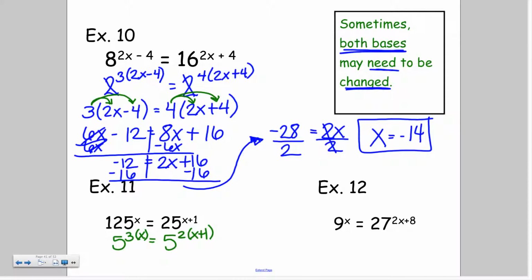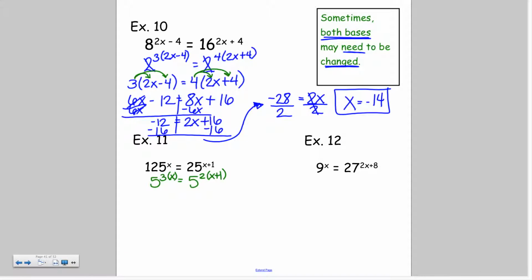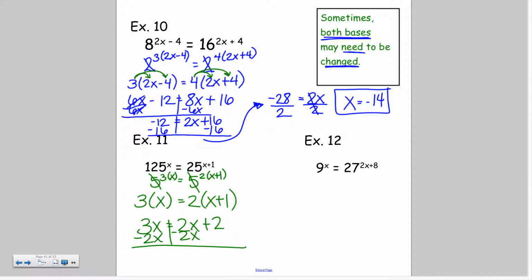All right, so I've already changed it to where I have the same base, so I can cancel that out. Now I'm going to have 3 times x is equal to 2 times x plus 1. This is going to give me 3x is equal to 2x plus 2. Combine like terms, so I'm just going to move that 2x over. 3x minus 2x is x. 2 minus 2 is 0, and it's going to leave me with 2.